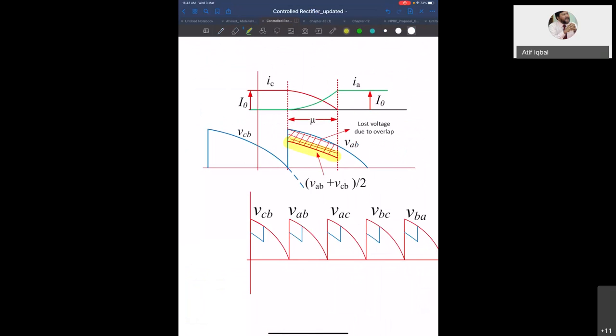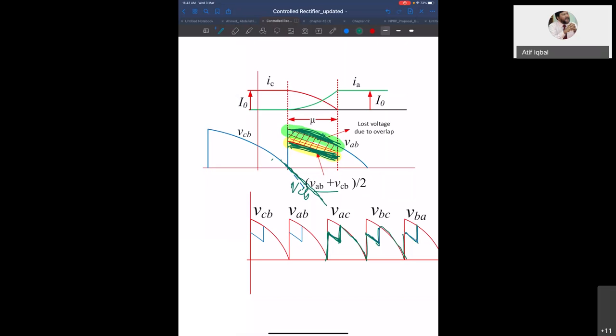You see, this is my VAB, and if you extend this here, this is my VCB, and this is my VAB. When you take the average of these two, it will be something in between, like this. So this is (VAB plus VCB) by 2. So I will not get this full voltage, but I will get this voltage. What I will get every time will be like this. This will be my voltage. Then it will go up again and come down like this.